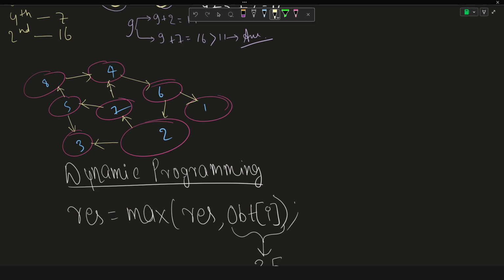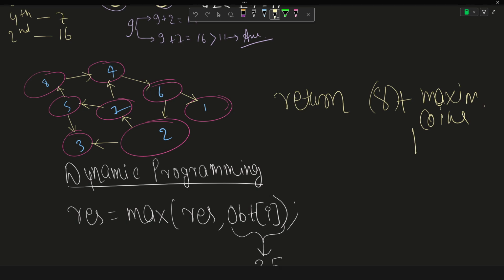We know that when we have called for i equal to 8, then we will be collecting the 8 coins, right? So the function has to return at least 8 coins, plus whatever the maximum amount of coins it was able to get from its neighbors, right? So we just have to take the current amount of coins from this component and whatever the maximum amount of coins it was able to get from its neighbors.